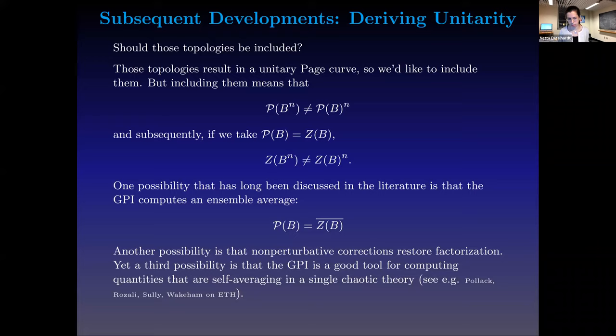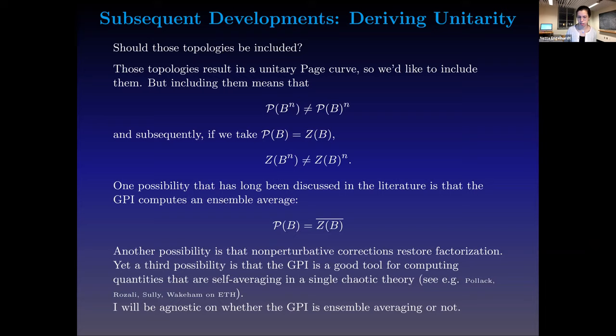Now, this issue has been long discussed in the literature. One possibility that has long been discussed is that the gravitational path integral computes an ensemble average. If that would resolve this issue, it's not the only possibility. Another possibility is that you have some non-perturbative corrections that restore factorization, or maybe the gravitational path integral is just a really good tool for computing quantities that are self-averaging in a single chaotic theory. I am not going to subscribe to any particular interpretation here. I'm going to be agnostic on whether the gravitational path integral is ensemble averaging or not. I wanted to lay on the table that there are multiple ways of trying to explain this particular phenomenon.